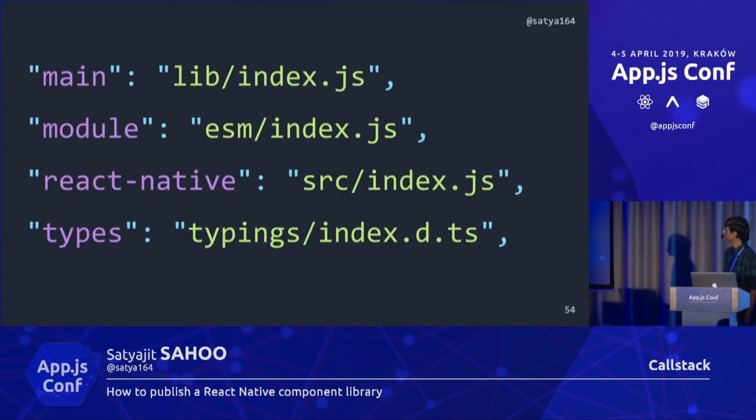Then you can specify all of the entry points in your package.json. Like you have a main field, which will be the CommonJS build. You have a module field, which will be the ES modules build. You have a React Native key, which will be the source. And you also have a types field for TypeScript types.